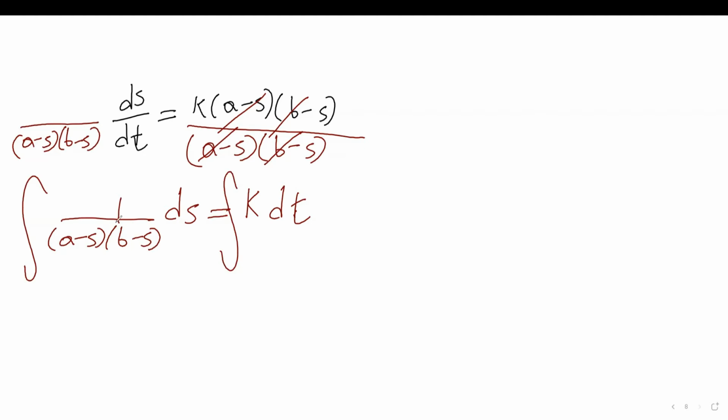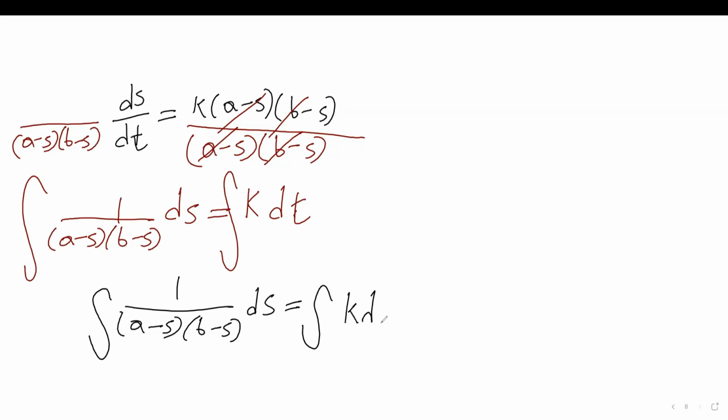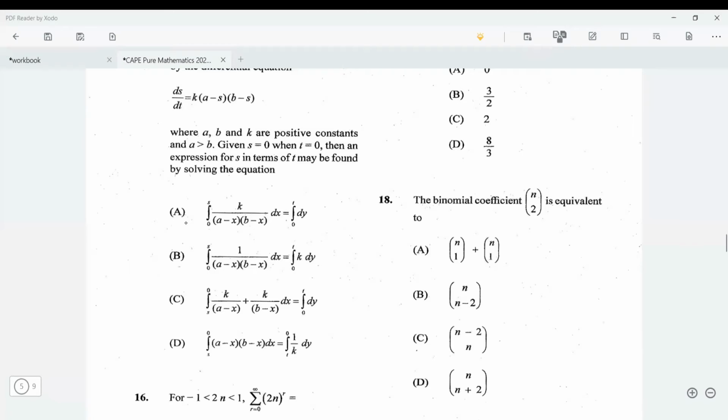What we're going to get is just the integral of 1 over (a minus s) times (b minus s) ds is equal to the integral of k dt. That's all. Now, as you can see, we replace the dummy variable. So to become a definite integral, we change the s here to x and integrate from 0 to s. That would give us back our answer.